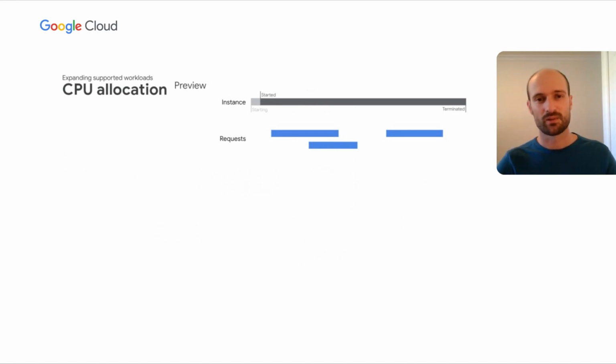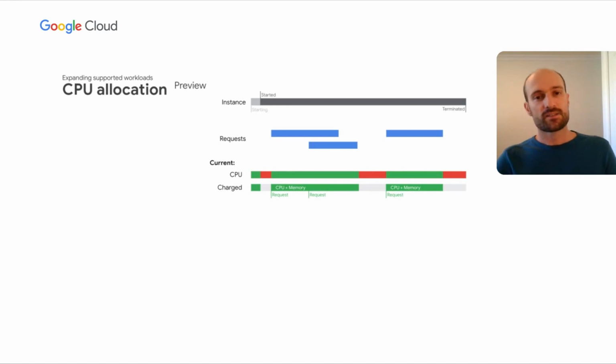Let's take an example. Here you can see one container instance of a Cloud Run service. It is starting, then it is started, it receives requests, potentially multiple requests at the same time thanks to concurrency, and then at the end of its life, it gets terminated. Today, the CPU for that container instance would only be allocated when the container instance is starting or when it is receiving at least one request.